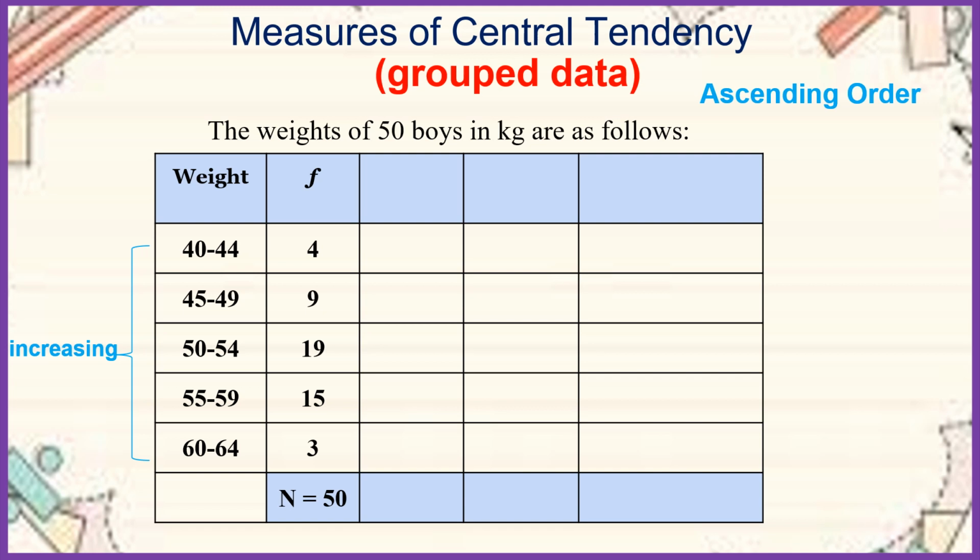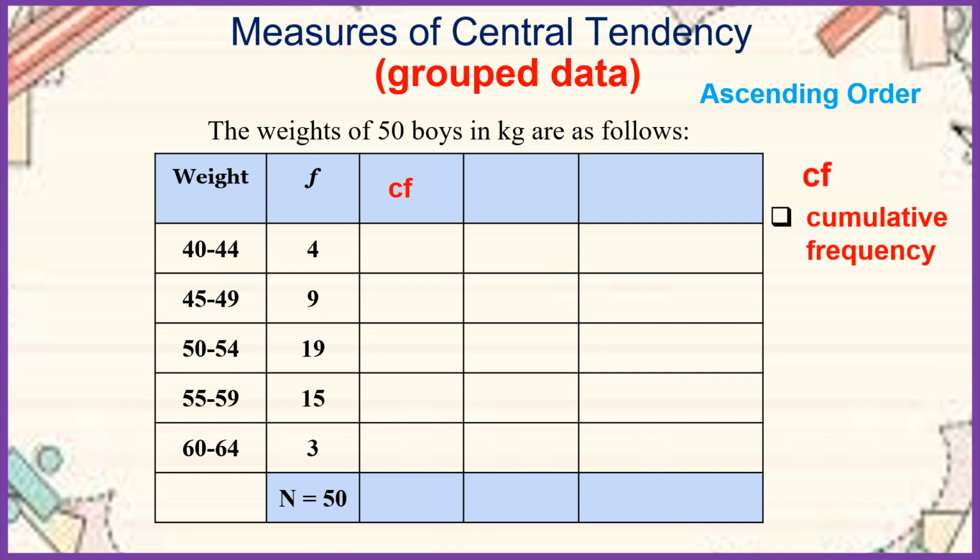The first thing we need to do here is to get the CF. And what is CF? CF stands for cumulative frequency. And to get the cumulative frequency, we shall start with 4. So in here, since 4 is the frequency of the first class, we will be adding 4 plus 9 is equal to what? Correct, it is equal to 13. And 13 plus 19 is equal to what? Correct, it is equal to 32.